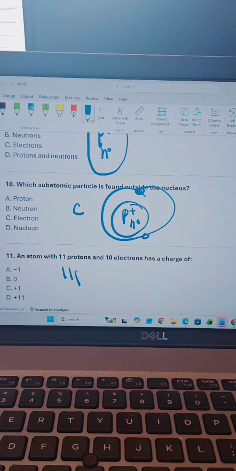If you have 11 protons, but you've got 10 electrons, what happened here? Did we add a charge or did we take away a charge? So you know it's not going to be D. You know it's not going to be B. But it's between A and C. You're welcome.